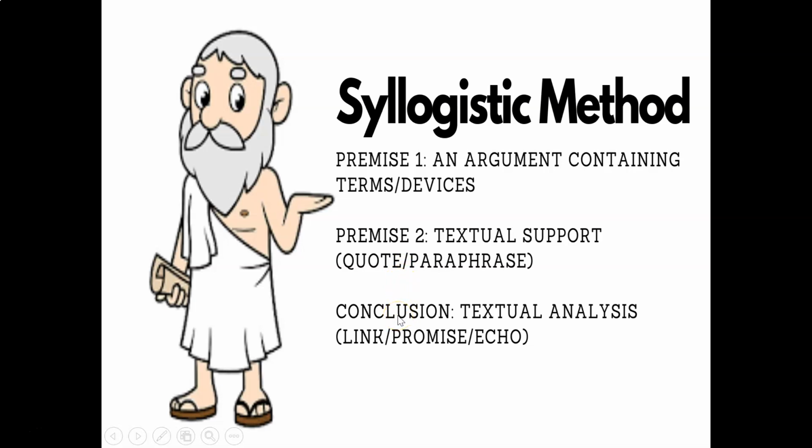And the conclusion of the paragraph, not the conclusion of the essay. So the conclusion of the syllogistic paragraph is where the housing of the textual analysis is. And you link back to the prompt, you link back to the thesis, and you kind of echo everything. So a syllogism more or less comes full circle on itself.